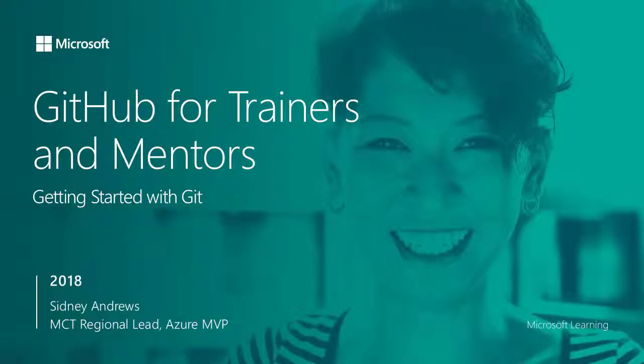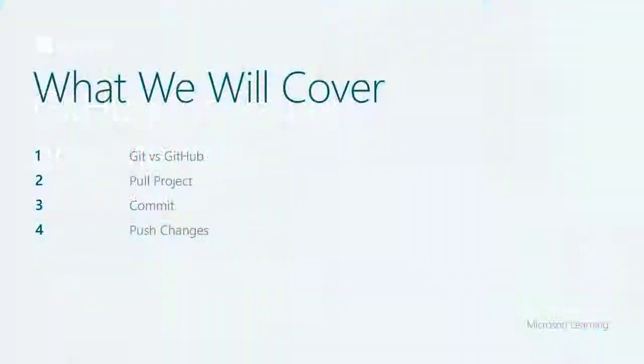Let's use Git to create a new repository and to then go in and learn some of the concepts related to repositories, such as cloning a repository from GitHub, making commits to changes, and syncing those changes. So what we're going to cover is we're going to just talk about Git in the context of GitHub. We're going to pull a project from somewhere, make commits to that project, and then push those changes.